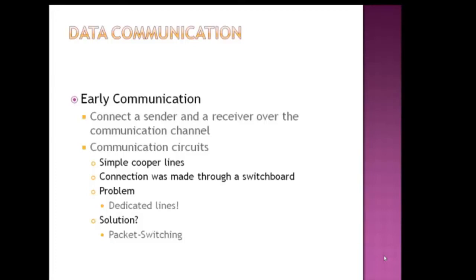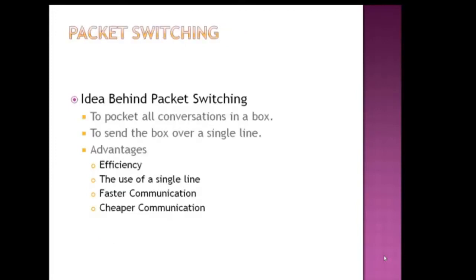And then when it goes out, it will have within itself the information where it is going. So when it's going out of Victoria, it goes to the switchboard, and the switchboard then distributes these packets throughout the network. And that was the birth of packet switching. So again, the idea was to packet all this conversation in a box and send them over a single line.